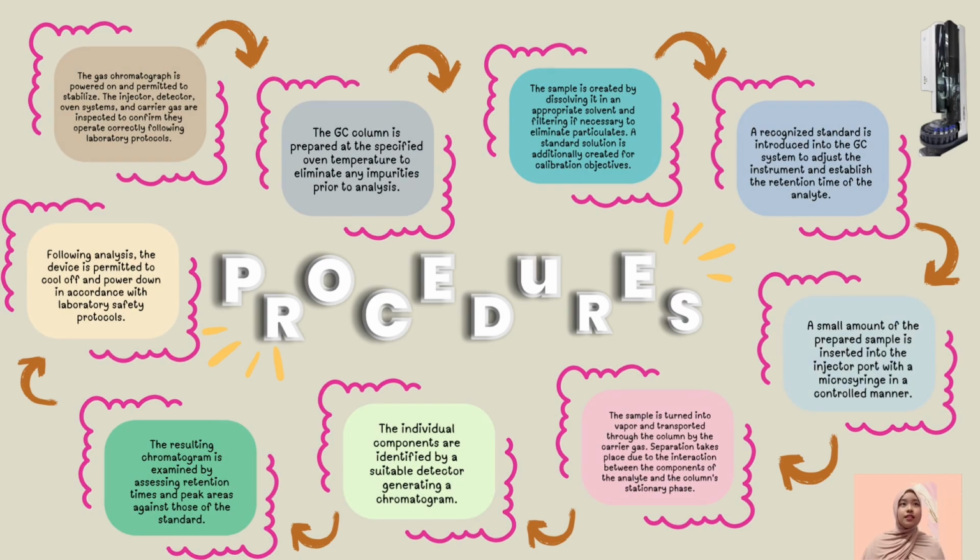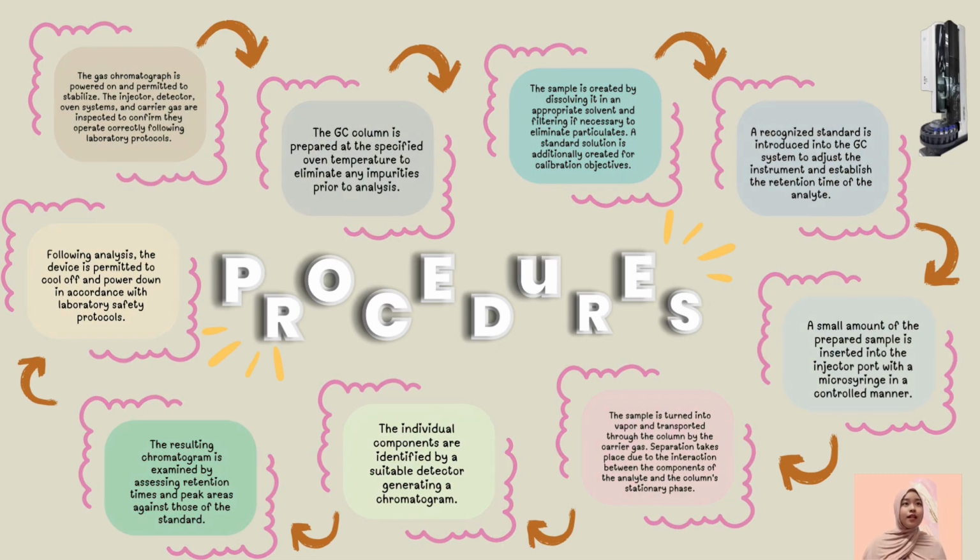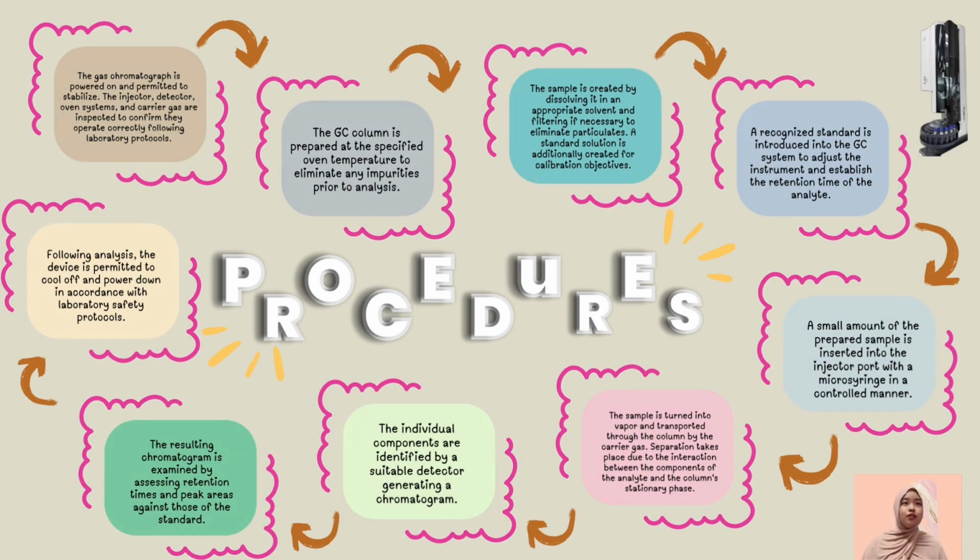Next, a recognized standard is introduced into the GC system to adjust the instrument and establish the retention time of the analysis. Number 5, a small amount of the prepared sample is inserted into the injector port with a micro syringe in a controlled manner. Number 6, the sample is turned into vapor and transported through the column by the carrier gas. Separation takes place due to the interaction between the components of the analysis and the column stationary phase.